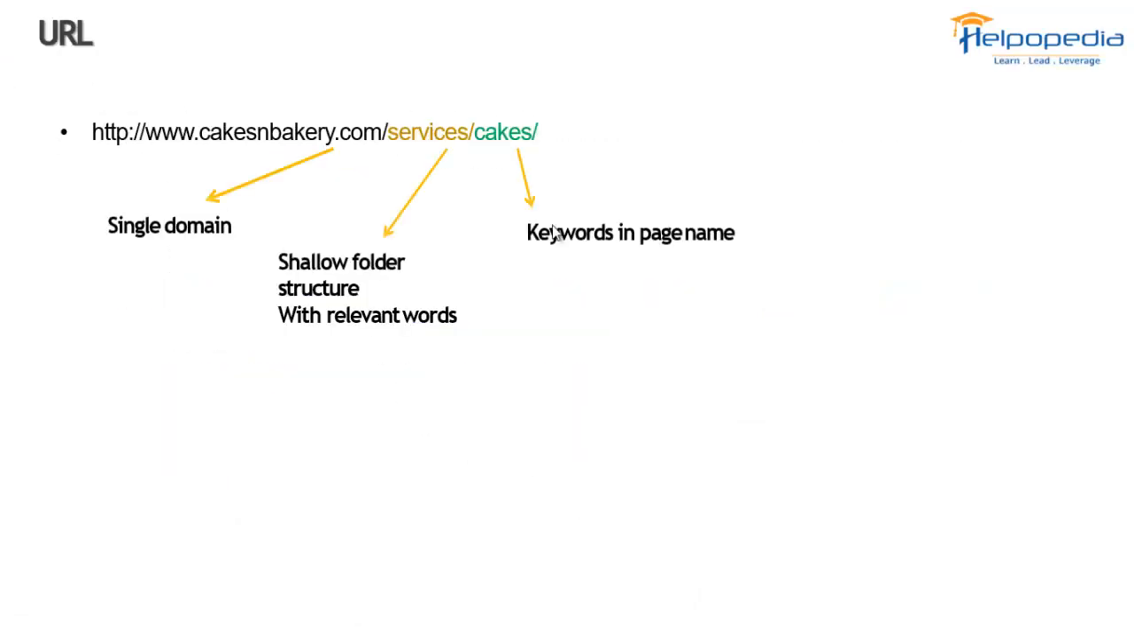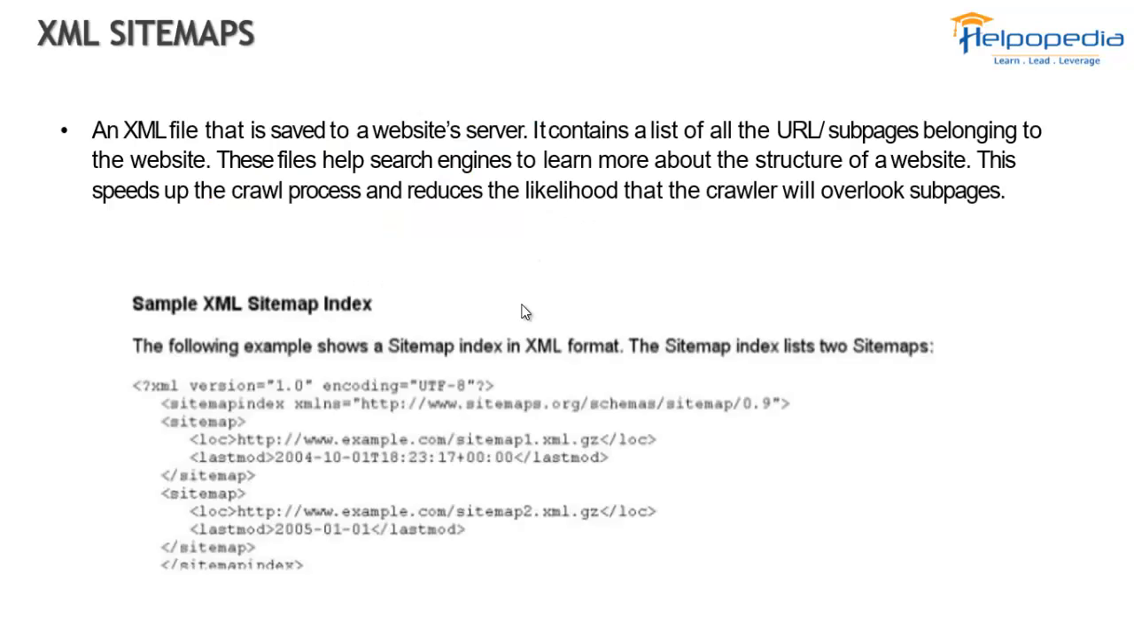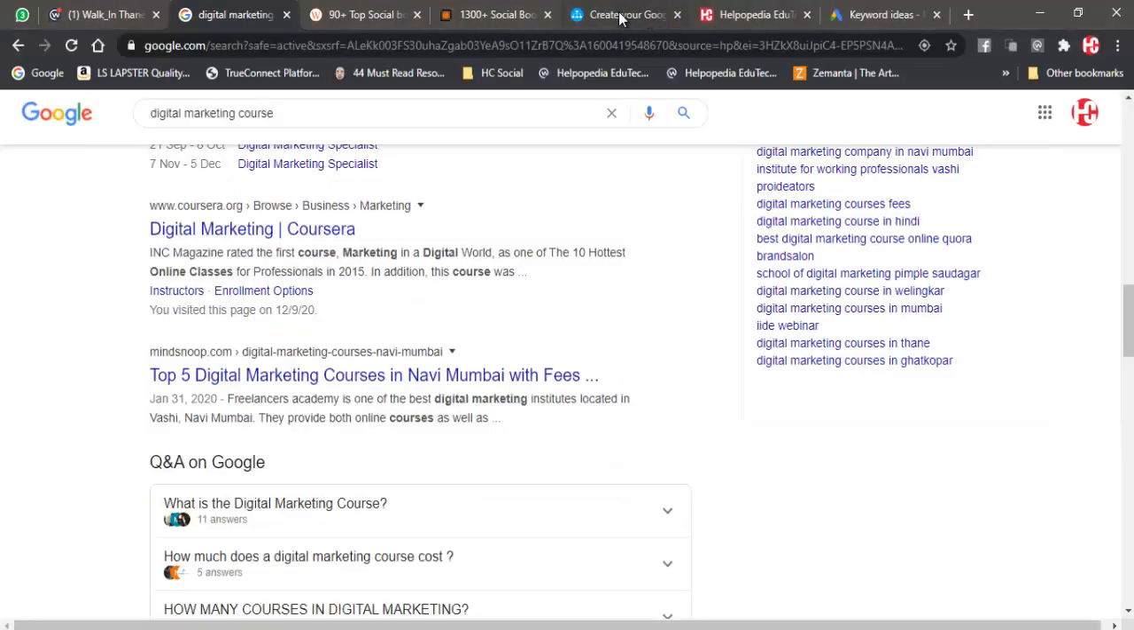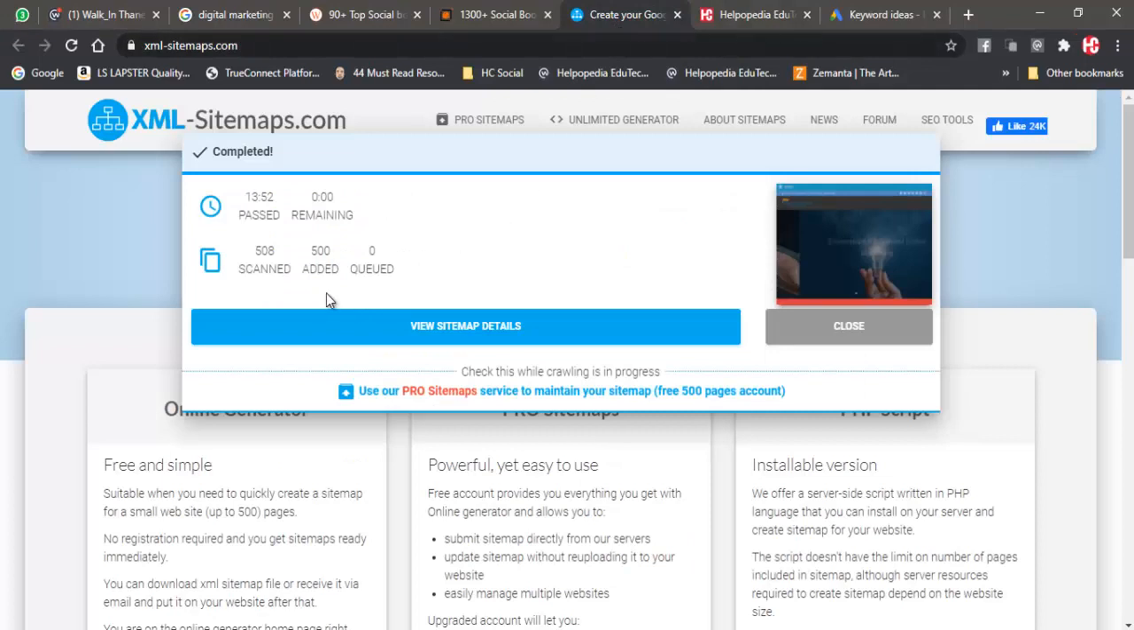And then this is the URL structure, so that we'll learn once we create the content. So then it's XML sitemaps. Though XML sitemaps, I've already shown you that we have started to generate that. So let me see if it is created or not. Okay, so now it is created, it is completed.